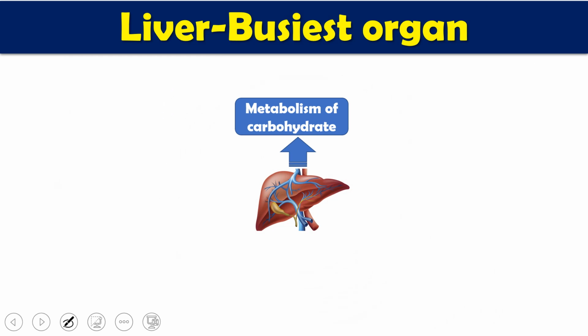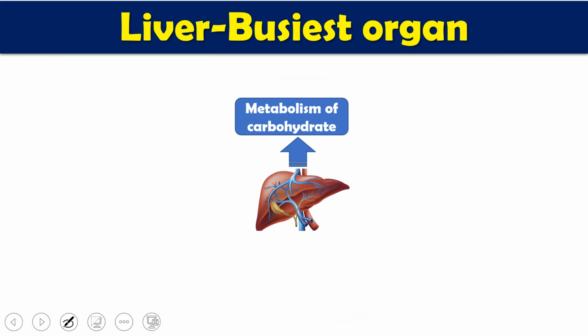First, it is involved in the metabolic processes of carbohydrates. Like other cells, the liver is involved in carbohydrate metabolic processes: glycolysis will occur, glycogen synthesis will occur, glycogenolysis will occur, meaning glycogen degradation will happen.